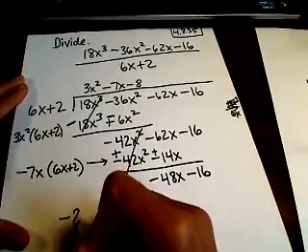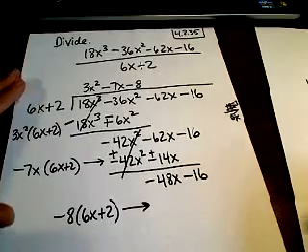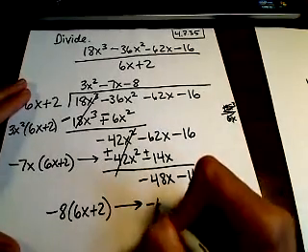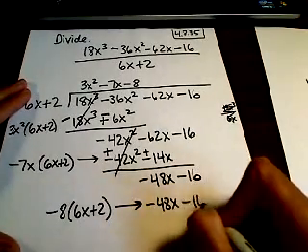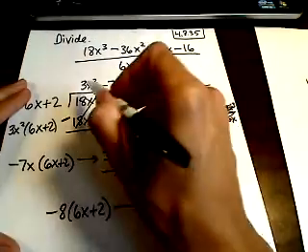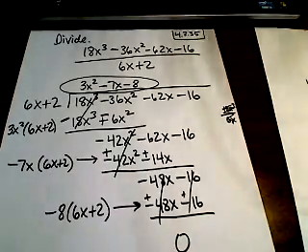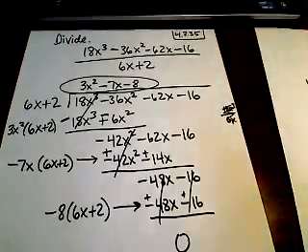And then what goes on this line, take the negative 8, and we're distributing through the 6x plus 2. So that becomes negative 48x minus 16, change your signs, and you have a remainder of 0. So your answer there is 3x squared minus 7x minus 8.